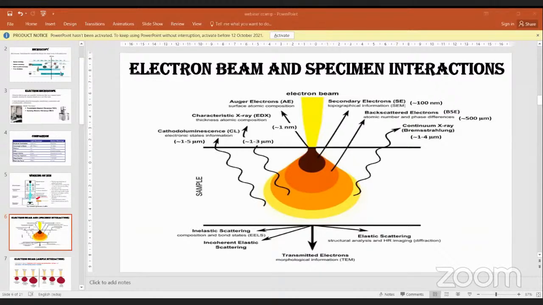When charging effect occurs, what will happen while imaging? You will see brightness in the corners and you can't focus the image. So to overcome this, we have to do metal coating. The specimen is coated with a thin layer of 15 to 30 nm of a metal. The metal can be silver, gold, or a heavy metal, preferably gold or platinum. So what are the advantages of metal coating? It gives conductivity to your sample, mechanical strength, and the number of secondary electrons emitted from the specimen surface increases.